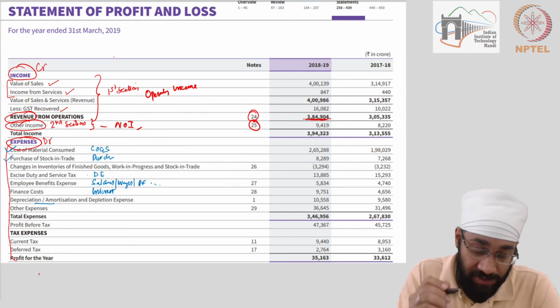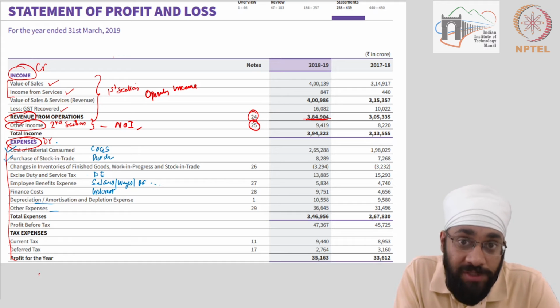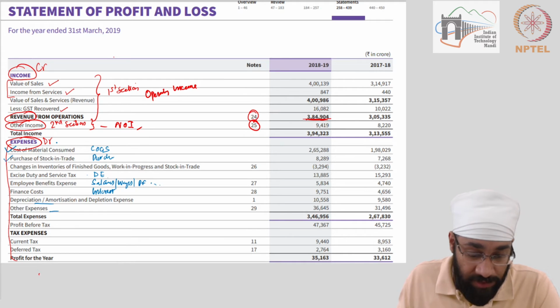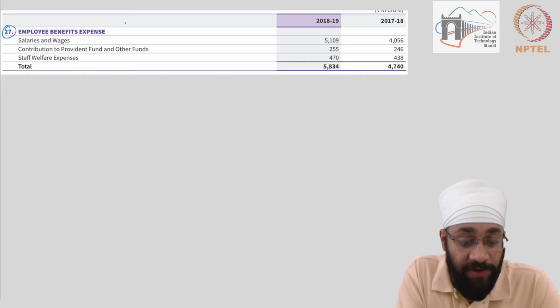We know what is depreciation and how we arrive at these numbers. And there are a bunch of other expenses. We are going to jump into the notes and look at the details. We are familiar with many of these terms. So let me go to note number 27. Employee benefit expenses have salaries and wages.